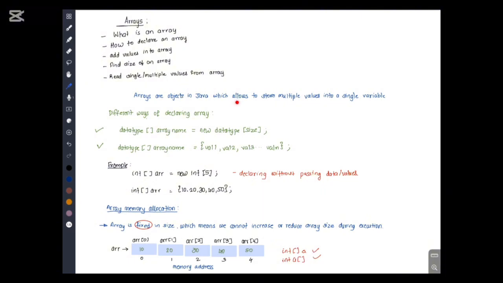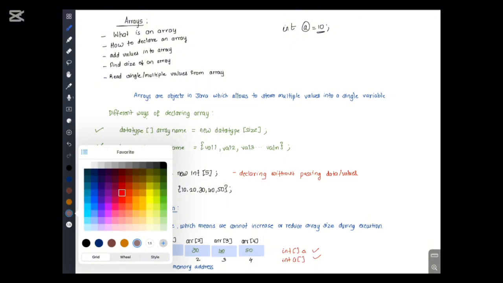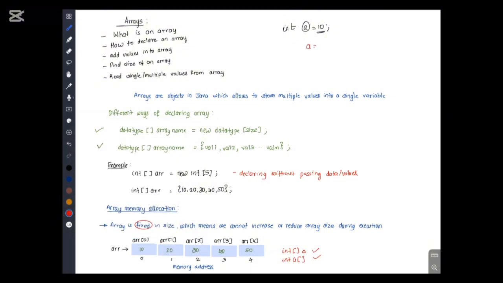So arrays are objects in Java which allow us to store multiple values in a single variable. Let's consider an example. If I want to store one integer, I will write the data type int, a variable a is equal to 10. Now this a holds a value that is 10. Similarly, if I want to store multiple data, like 10, 20, 30, 40, 50, I cannot store this in an int data type. So I am going to make this an array.